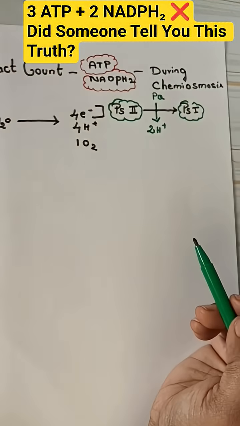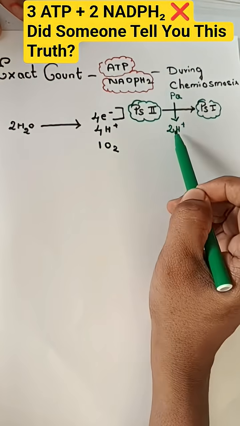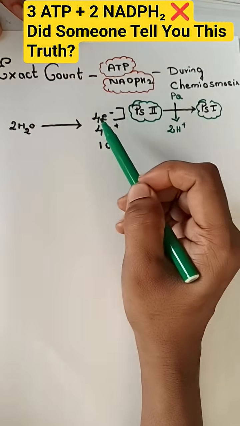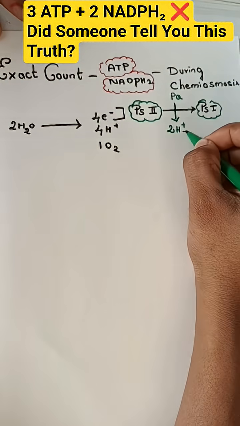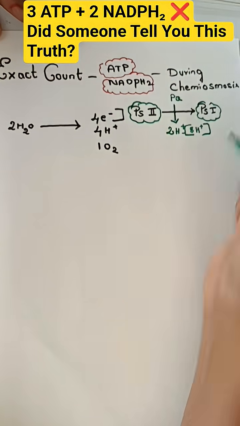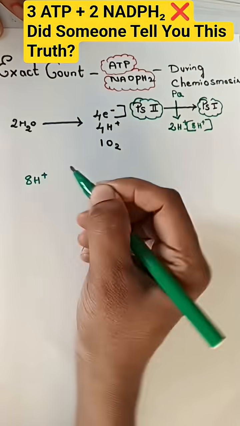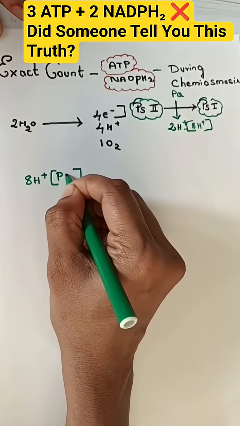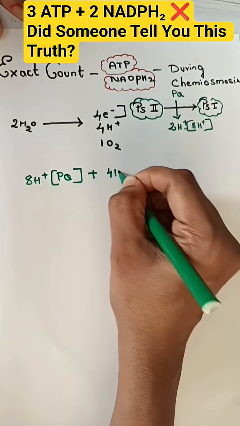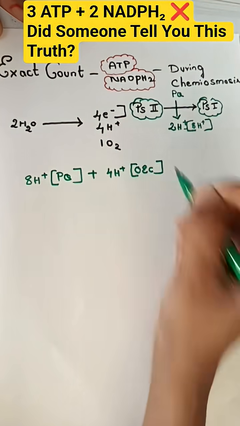So in total, how many electrons are there? 4 electrons are there, and for each electron, 2 protons are pumped. For all 4 electrons, that gives you 8 protons in the lumen. Now let us add those 8 protons pumped by plastoquinone and also the 4 protons released directly during photolysis with the help of the oxygen evolving complex.